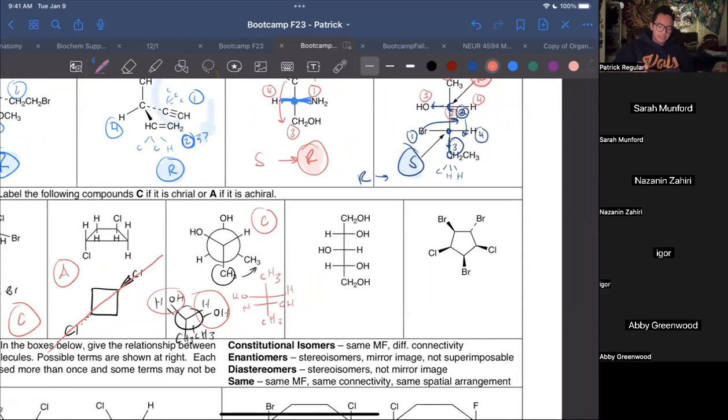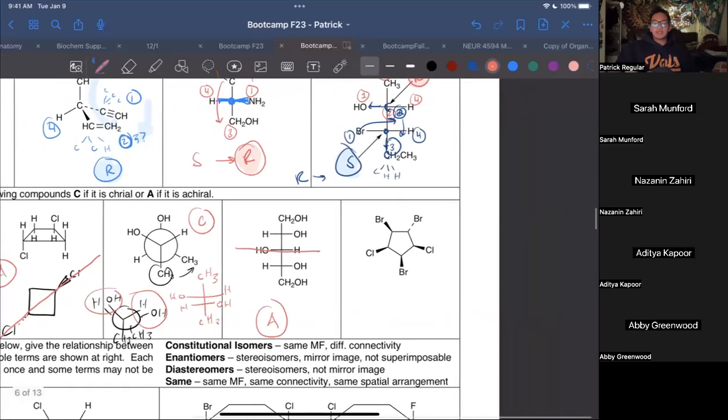Now let's look at this one. For Fischer projections, it's really easy. You either have a plane of symmetry here or a plane of symmetry here. If you were to look down here, it's not symmetrical. Nope. But if you were to look right here, it is symmetrical. Look, O and O, symmetrical. Methanol group, methanol group, symmetrical. This would be achiral.